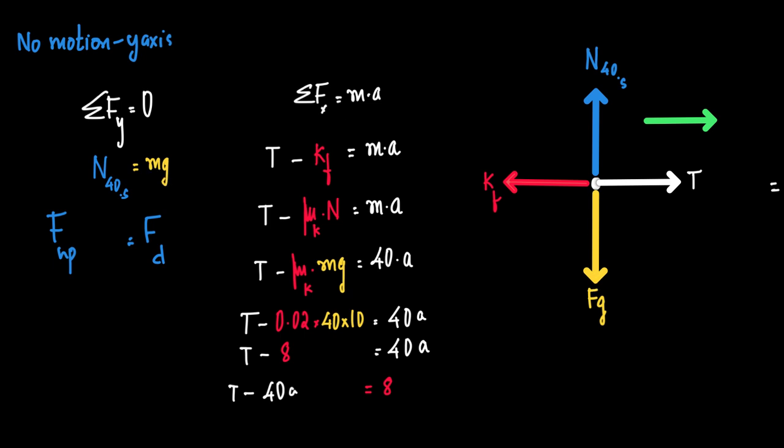Sigma fx is equal to ma. Why are we taking this ma? Because there is a sliding motion, right? Sliding motion towards the right.